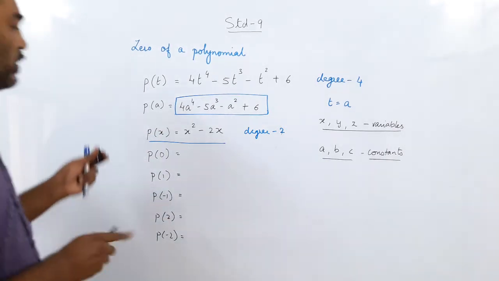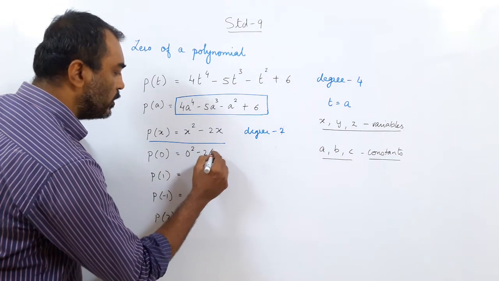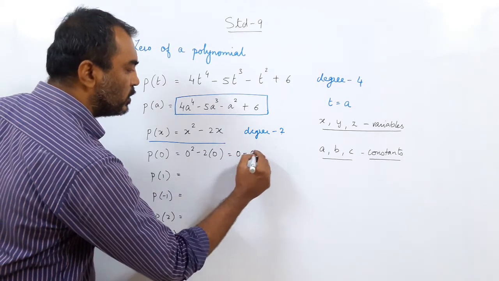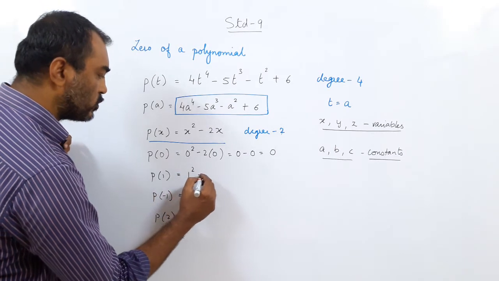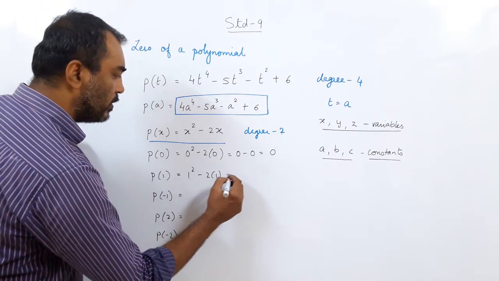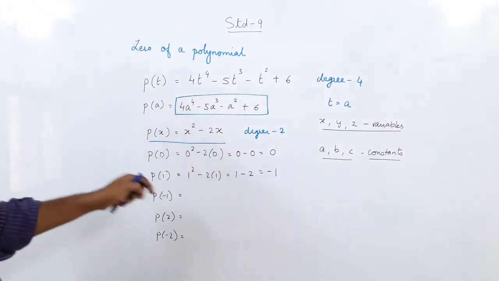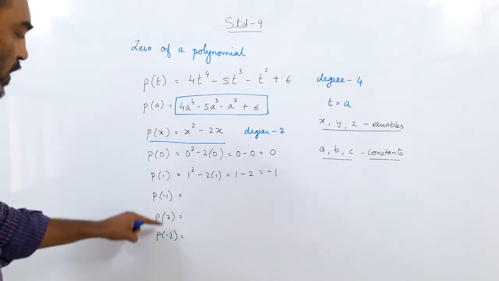So we just put the values. When you put 0, you get 0 square minus 2 into 0. 0 square is 0, 2 into 0 is 0, so we get 0. When you put 1, you get 1 square minus 2 into 1, that is 1 minus 2, which is minus 1. Can you see the value? In this polynomial, the value of the polynomial keeps on changing as the value of x keeps on changing.